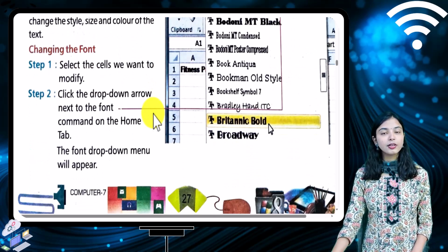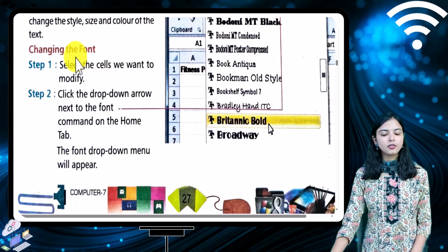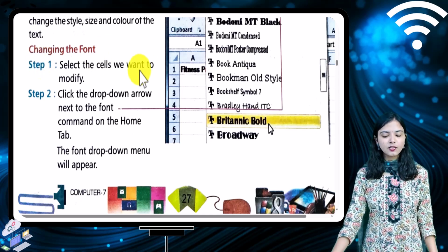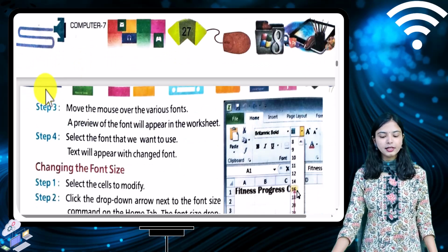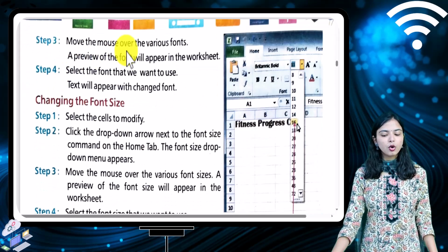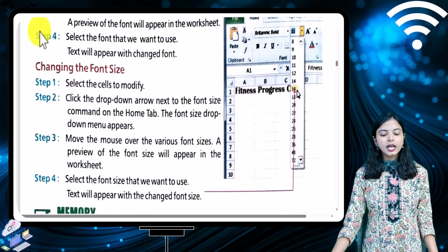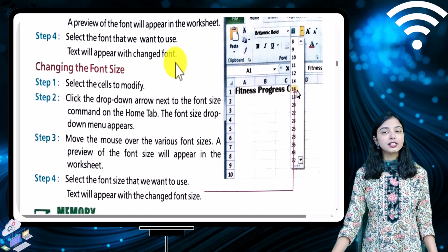Now we will learn to change the font. Changing the font, step 1: select the cells we want to modify. Step 2: click on the drop-down arrow next to the font command on the Home tab. The font drop-down menu will appear. Step 3: move the mouse over the various fonts. A preview of the font will appear on the worksheet. Step 4: select the font that we want to use. The text will change to that font.